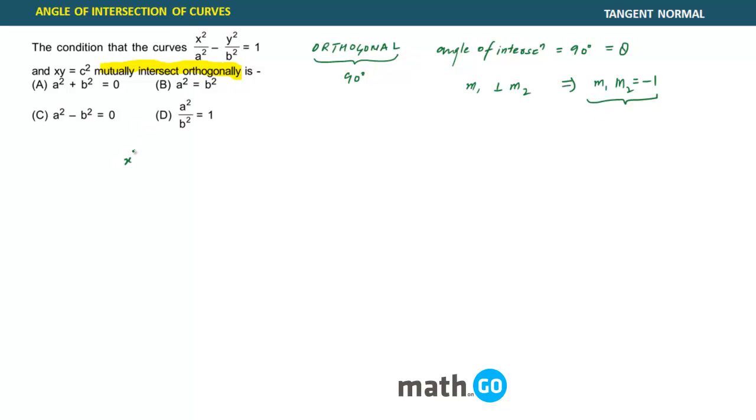So let's start applying this. Let's say x square by a square minus y square by b square equal to 1 is the first curve, and the second curve that is given to you is xy equal to c square.